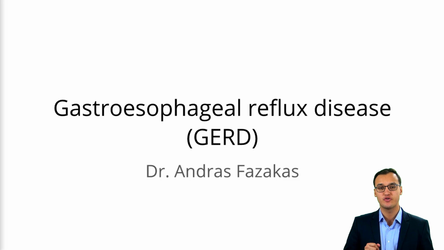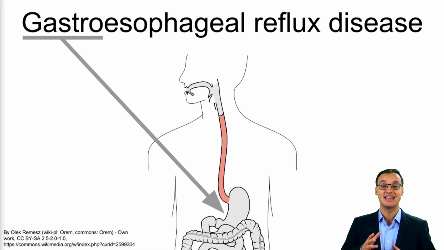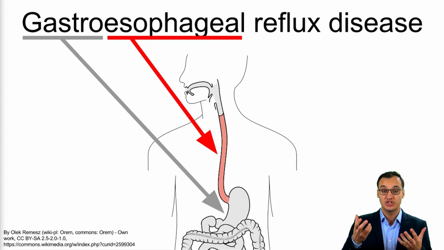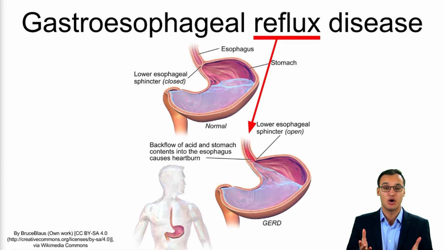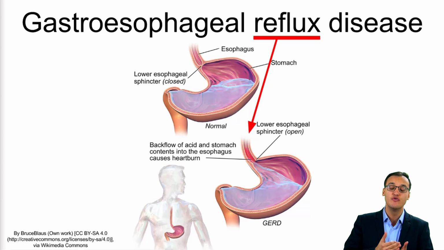So, gastroesophageal reflux disease, abbreviated as GERD. Gastro means stomach and esophageal means esophagus, which is the tube connecting your mouth to your stomach. And reflux means that the food in your stomach re-enters into the esophagus. And this is not how it's supposed to be. Food should move from your mouth to your stomach and not in the opposite direction. And that's called vomiting. Why is this happening?